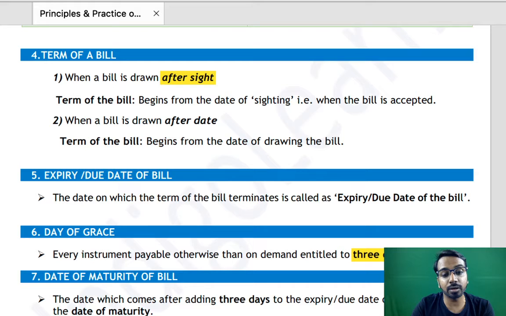Now there is a due date on the bill, which is the date mentioned on the bill. Let's say after 30 days, after 1 month, or on a specified date. After that date, you add 3 days of grace when the bill becomes mature, or that is the date of maturity, right? So always remember to add this 3 days.